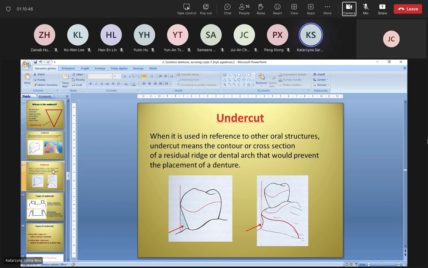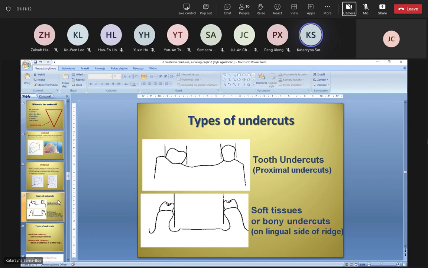So undercut, when it is used in reference to other oral structures, means the contour or cross-section of a residual ridge or dental arch that would prevent the placement of the denture. Once again, this is an undercut area of the tooth, and here, for example, an undercut area of the alveolar process. We have tooth undercuts, so proximal undercuts, and of course soft tissue or bony undercuts.